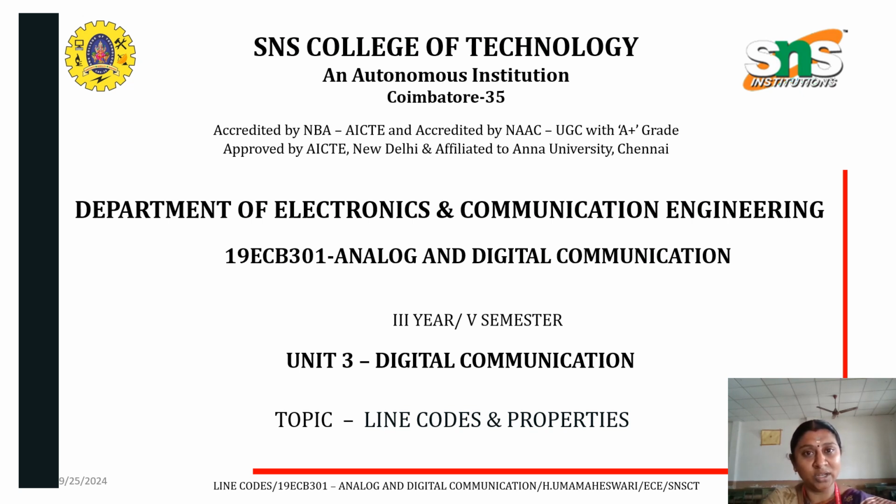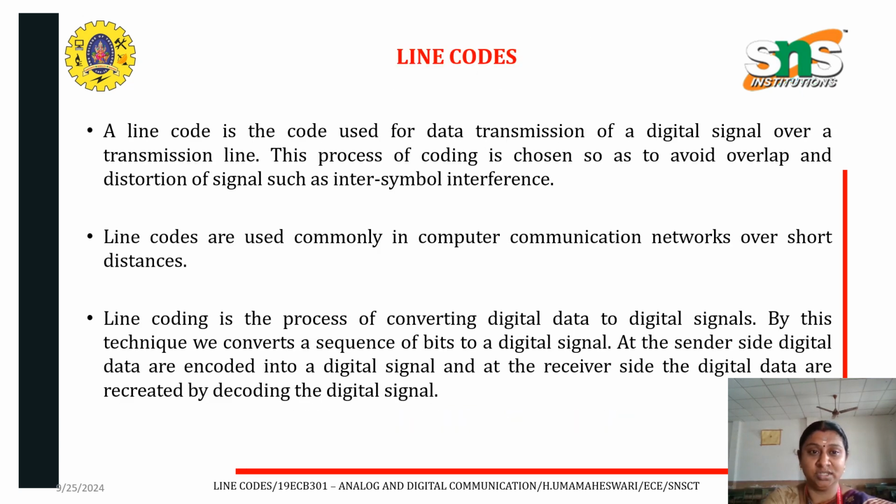In this particular video lecture series, I'm going to explain about digital communication, mainly baseband transmission. Under baseband transmission, I'm going to explain about line codes. Line code is the code which is used for the data transmission of a digital signal over a transmission line. This process of coding is chosen so as to avoid overlap and distortion of signals such as intersymbol interference. Line codes are used commonly in computer communication networks over short distances.